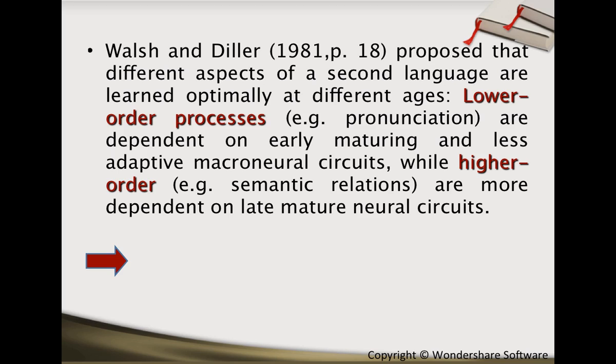On the other hand, Walsh and Diller proposed that different aspects of a second language are learned optimally at different ages. He said that the lower order processes, that is pronunciation, phonetics, and so on, are dependent on early maturing and less adaptable macroneural circuits. That is, here it talks about the children. As their brain is still not mature enough, they tend to acquire pronunciation, phonetics and phonology easily, whereas higher order aspects, that is semantics, syntax, pragmatics and so on, are more dependent on the late neural circuits. That is, as the brain grows and matures, they are able to learn those complex, higher order elements.